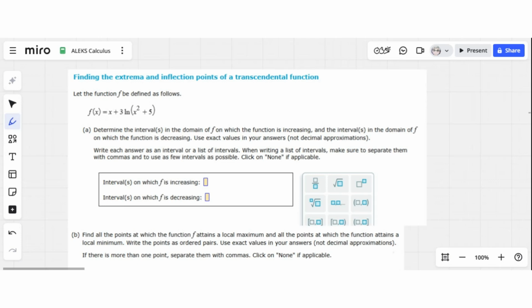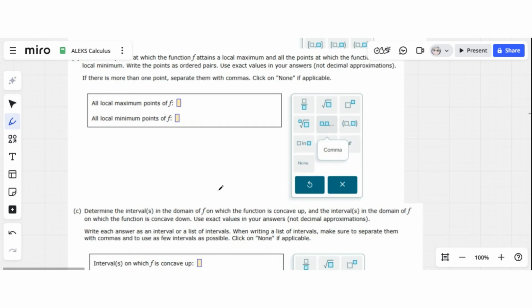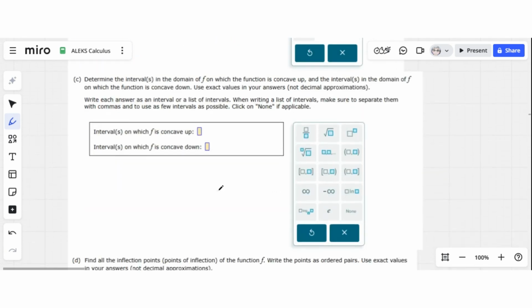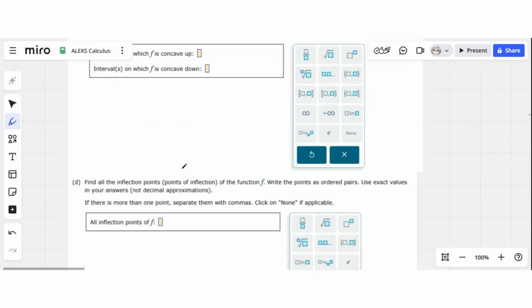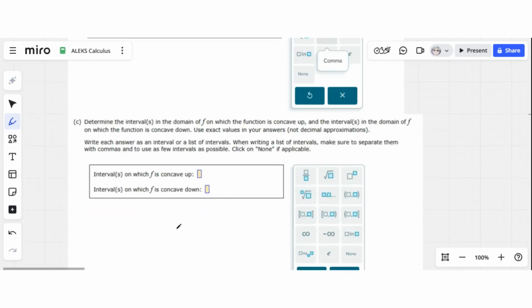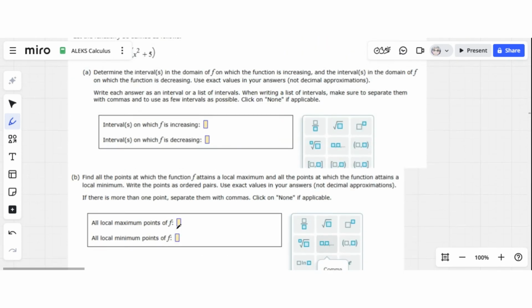In this problem, we are finding the extrema and the inflection points of a transcendental function. And just as a reminder, extrema are the local maxima and minima of a function. They're also asking us on which intervals the function is increasing or decreasing, and then the max and the min, and also the intervals on which it's concave up and concave down, and then the inflection point. So we've got to find all of that stuff.